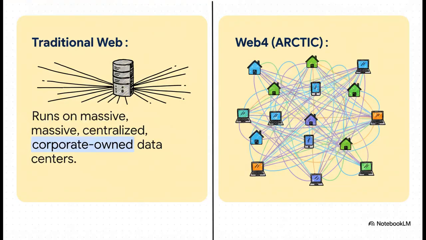That takes us to Layer 3, Arctic, and this is where things get really different. The internet today runs on these massive centralized data centers owned by big corporations. Well, the vision for Arctic is to completely throw that out.